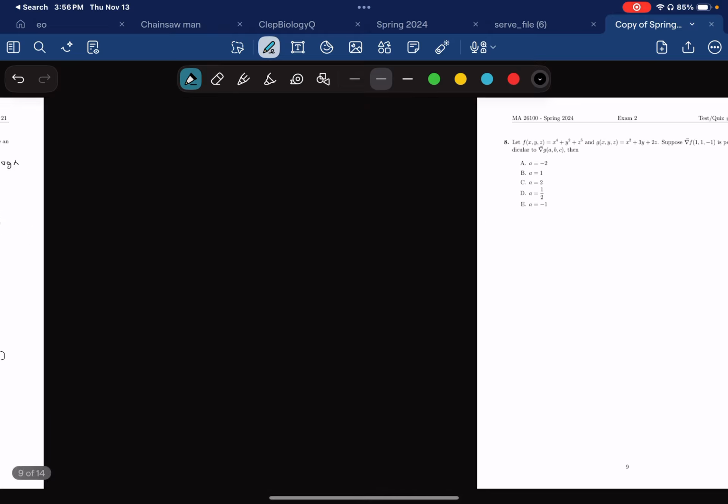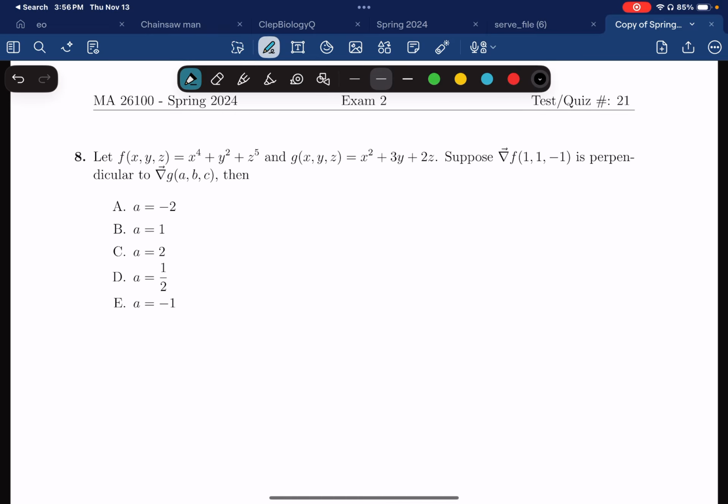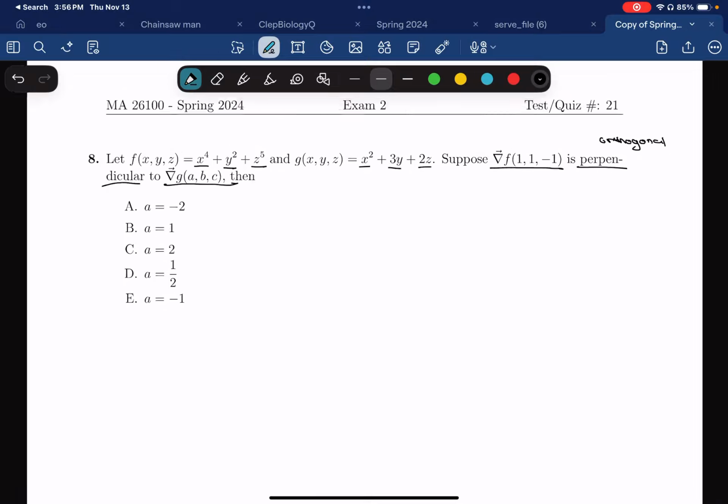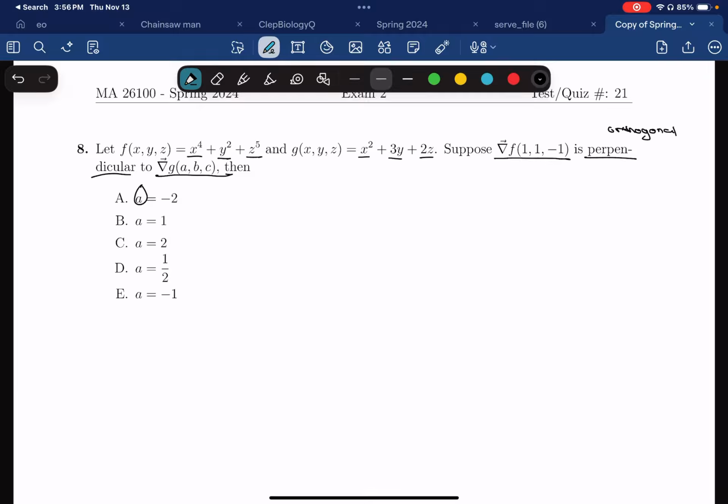Okay, number 8. Let f(x, y, z) equal x to the 4th plus x squared plus z to the 5th, and g(x, y, z) equals x squared plus 3y plus 2z, and suppose the gradient of f at (1, 1, -1) is perpendicular, I guess you can also say orthogonal, to the gradient of g at (a, b, c). Then, now they want us to find a.